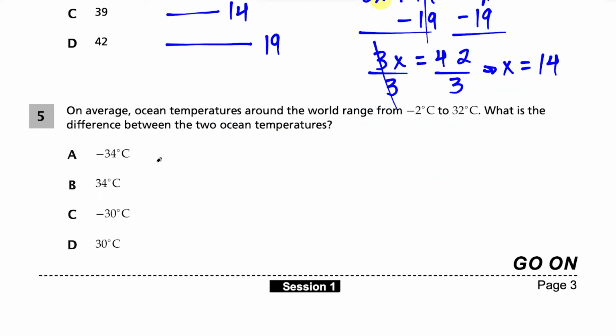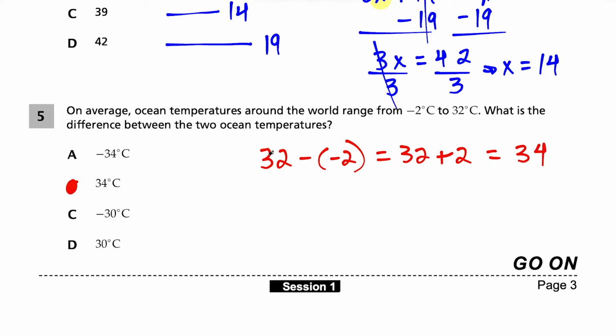Question 5. On average, ocean temperatures around the world range from negative 2 degrees Celsius to 32 degrees Celsius. And we want to know what is the difference between the 2 ocean temperatures. Now, if you just know to do 32 minus negative 2, that's excellent. You just do this and you're going to get 32 plus 2, and that simplifies nicely to 34. So our solution here would be choice B.